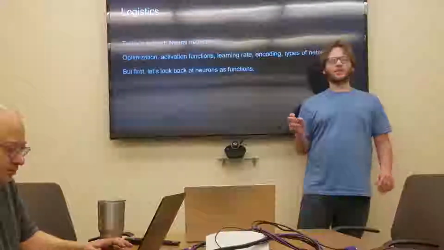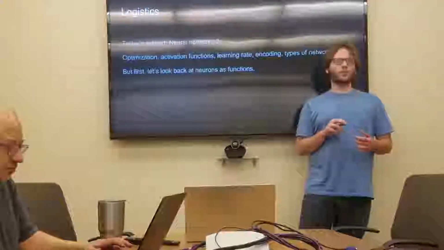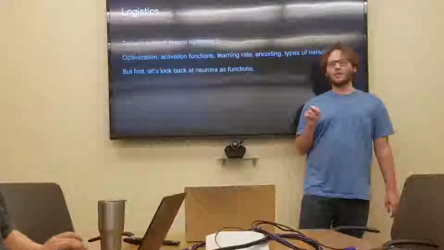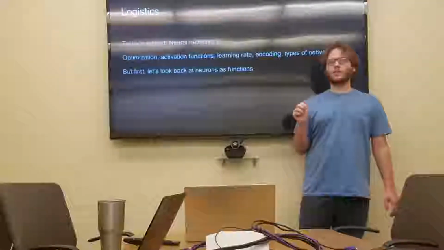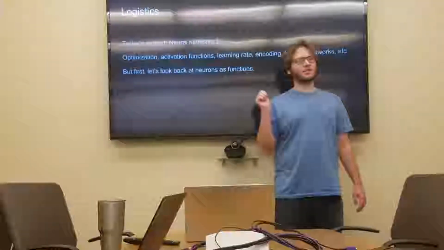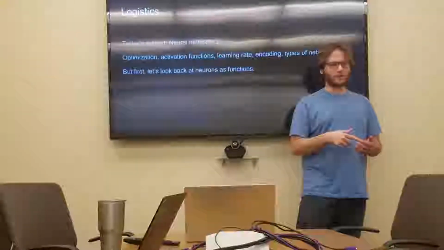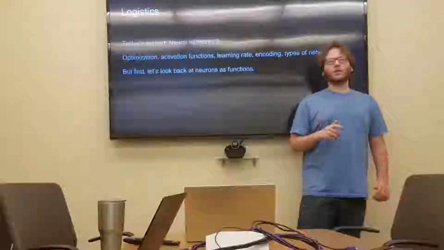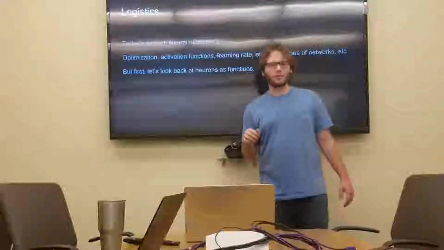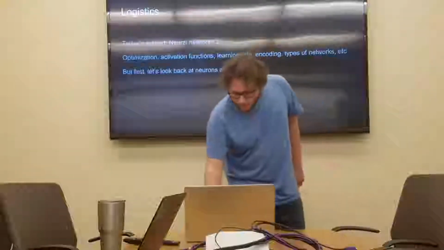But first, I wanted to do a little bit of an addition to our lecture 2 because we talked about neurons and neural networks as a data structure, and we talked about it as a function. But there's another way to look at it that I think is pretty important, and that's neural networks as a shape. So let's start with that.